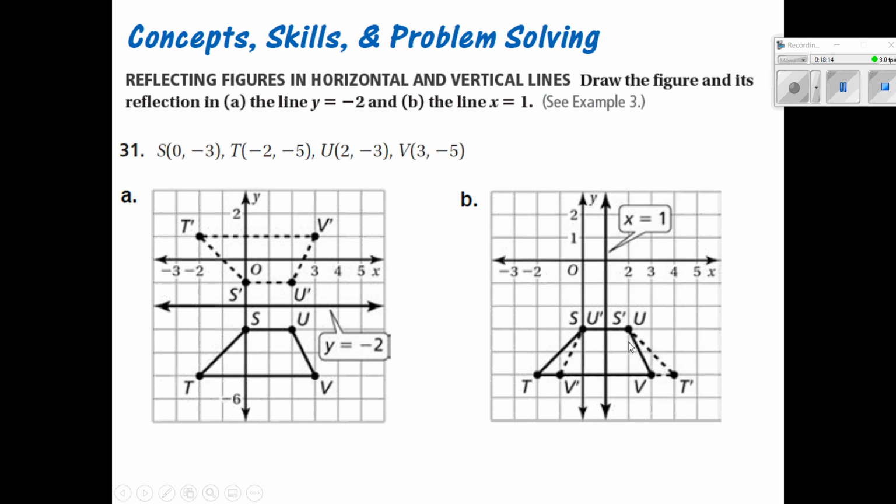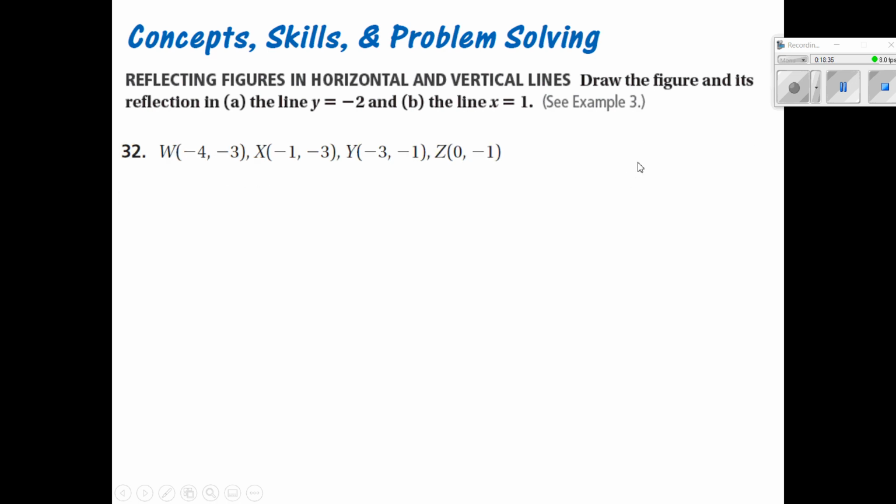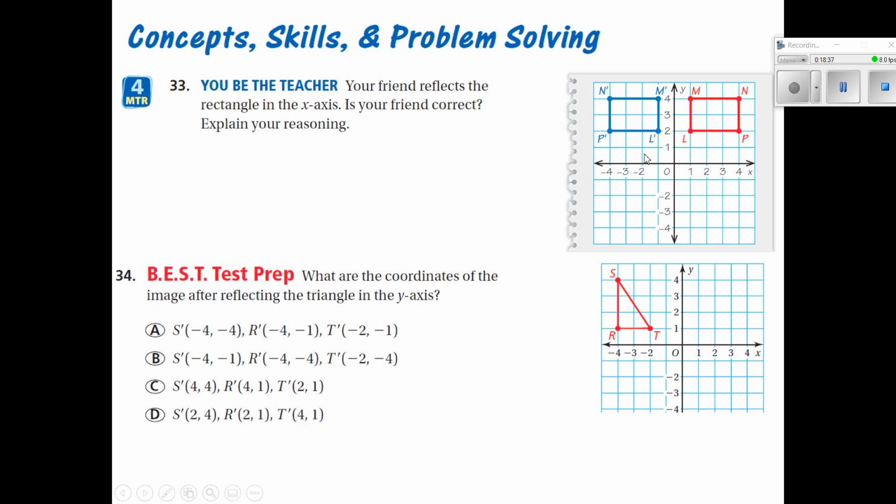And this looks kind of odd, but the original figure is here. And because this was t and it was 1, 2, 3 away, I have to go 1, 2, 3 away for t prime. Since this was v on this side and it was 2 away, I have to go 1, 2, and make this v prime. And you can see, once again, we have the figure overlapping itself. Number 32 is for you to do.